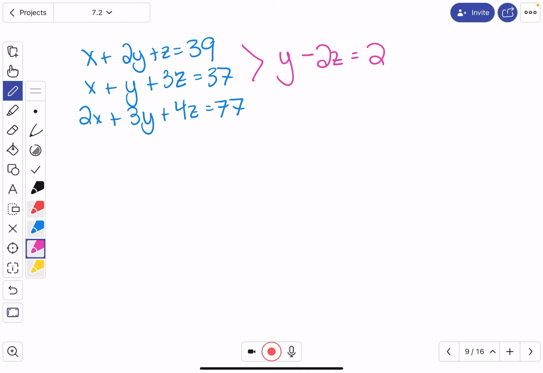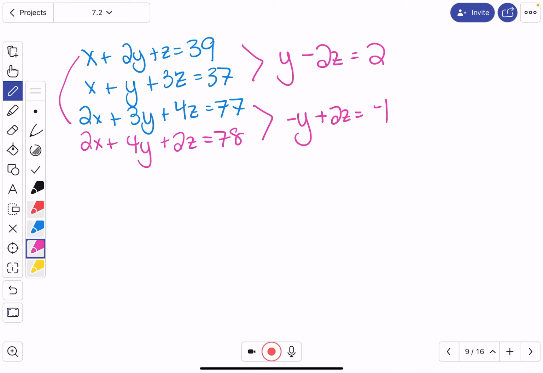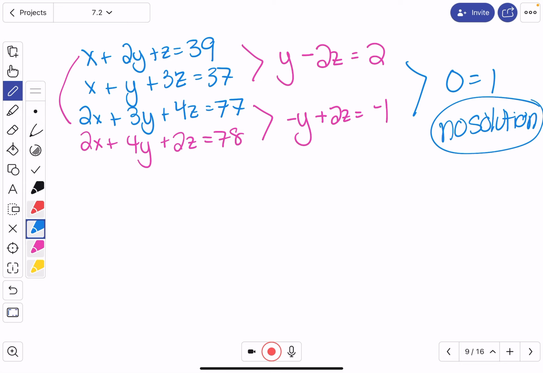Then if we do these, let's do the top and the bottom. So I have to multiply the top by 2. So 2, and then 2 times 2 is 4. Z times 2 is 2z, and 39 times 2 is 78. So if I subtract these, I get negative y plus 2z equals negative 1. And if I get rid of these y's, we end up with 0 equals 1. Well, that's never true, so there's no solution. We can stop there. It's always good to double check your math, but there's no solution, so we're done. There's no way that this works out.